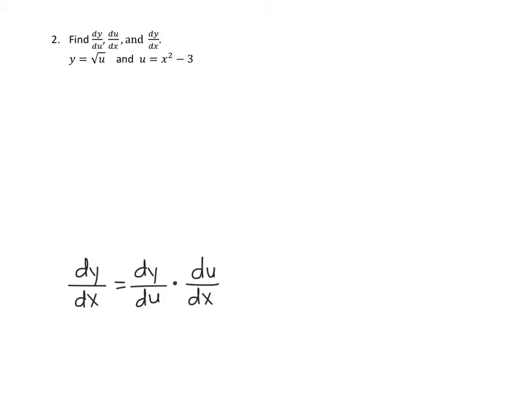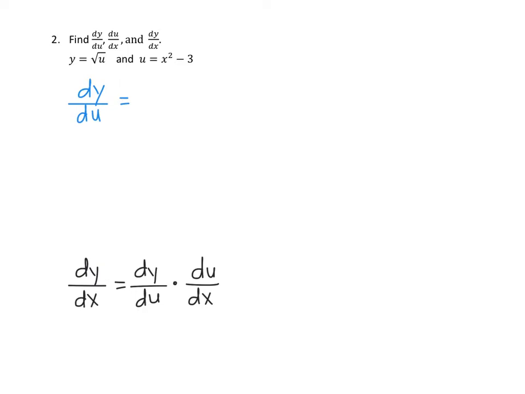So let's look at an example of using the chain rule. We want to end up finding dy dx, but along the way we need to find dy du and also du dx. Our function y is defined to be the square root of u, and u is equal to x squared minus 3. So we'll begin by finding dy du.